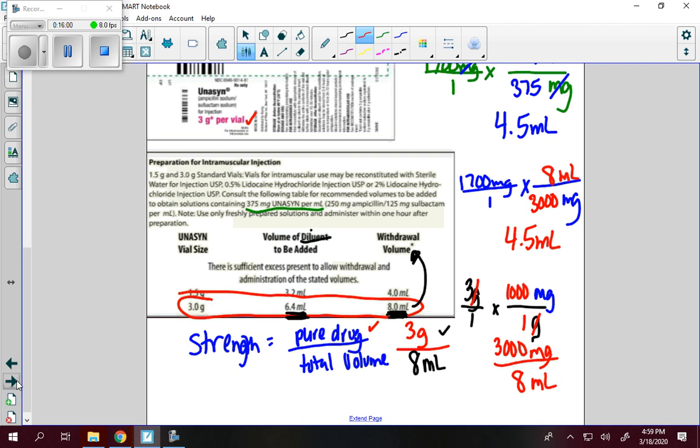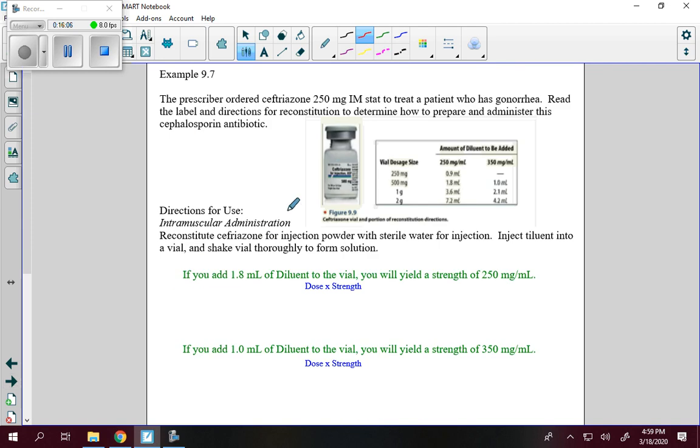Whew, that was a lot, huh? But remember, dose times strength. We found the dose, got it. Found the strength, got it. Done. All right. The prescriber ordered this medication, 250 milligrams intramuscularly right away to treat a patient who has gonorrhea.